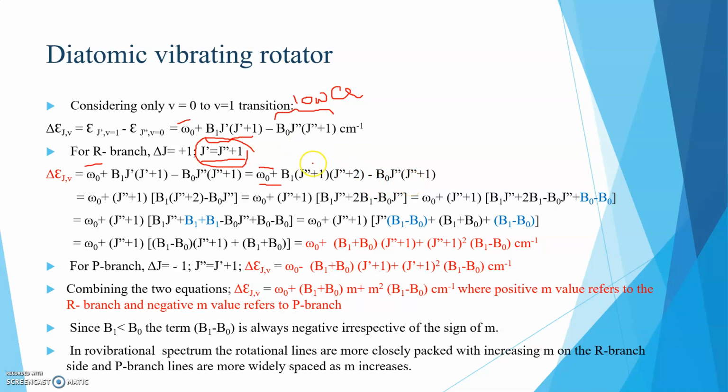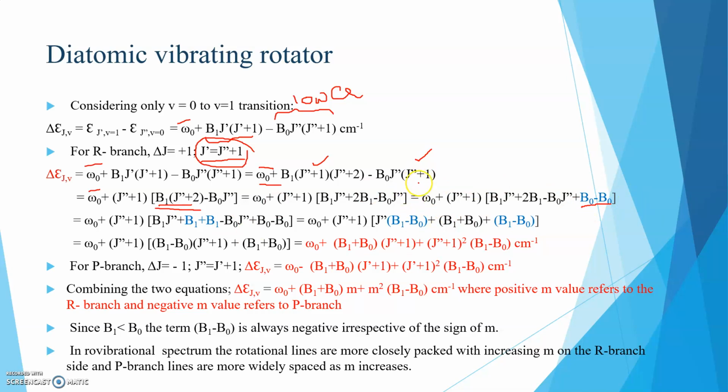Taking the factor (J'' plus 1) as common, you will get omega bar 0 plus (J'' plus 1) times [B1 (J'' plus 2) minus B0 J'']. And now we are going to expand this term in the bracket: omega bar 0 plus (J'' plus 1) times [B1 J'' plus 2 B1 minus B0 J'']. And in the next step, you are going to add and subtract B0 from this expression. Just you are manipulating this equation.